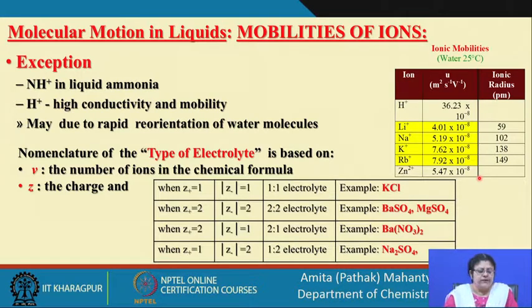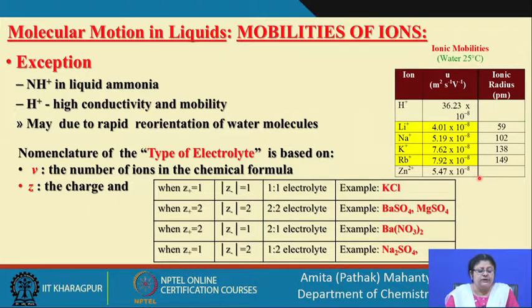So, a few exceptions are there. If you have the ammonium ion in ammonia solution, they have different values than expected for the more complex, heavy ions.